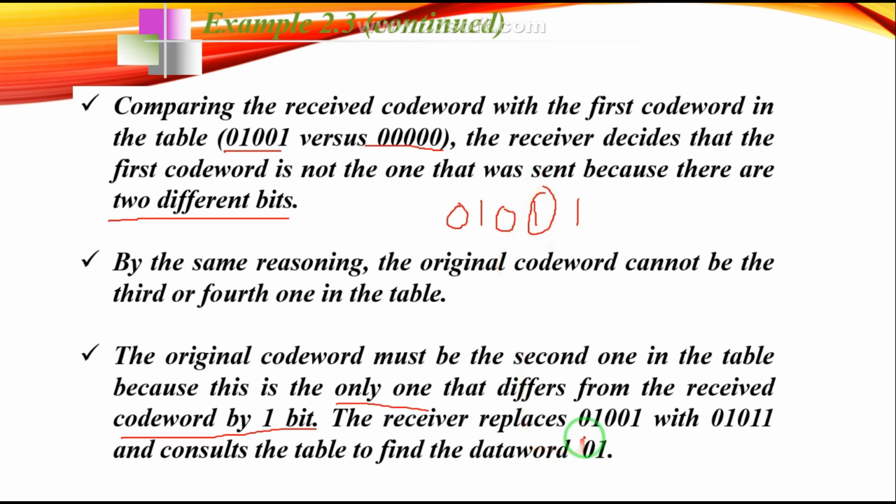Then the receiver replaces this 01001 with 01011, and from there it is going to consult the table to find the data word 01, or extract the data word 01 from its code word. So in this manner, if we add more redundant bits, then we can correct the error.